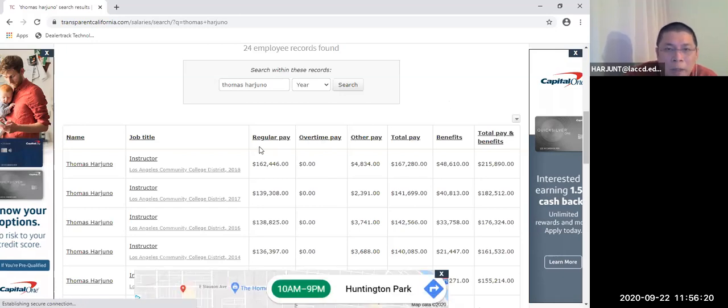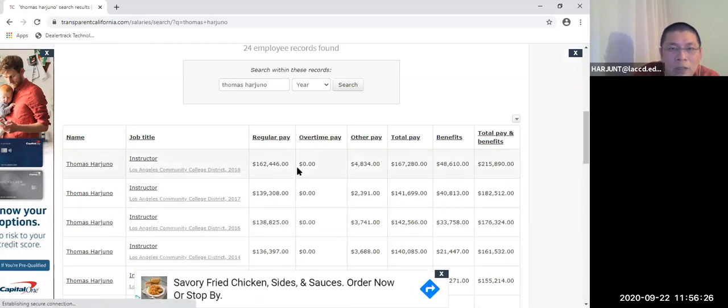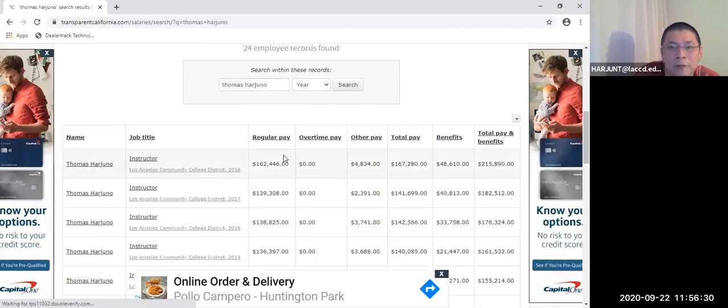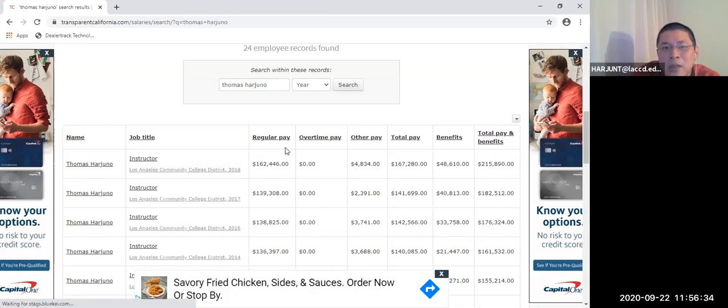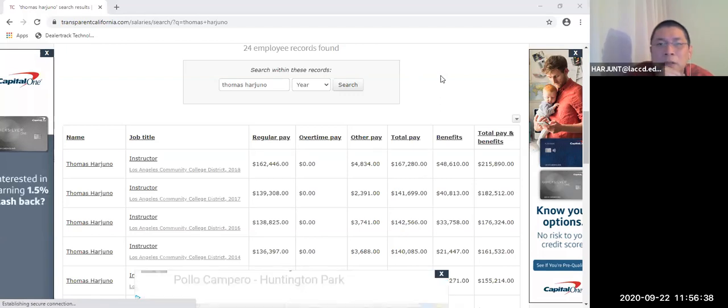So the regular pay you see here, what I get at the end of the year after tax is approximately half of this. Let's say around 90,000.